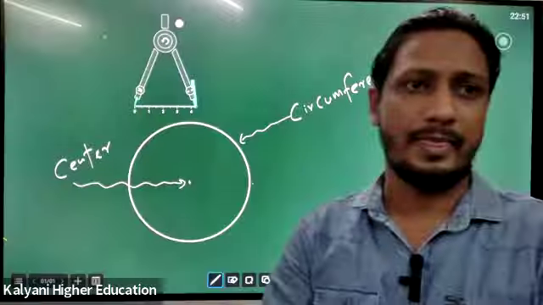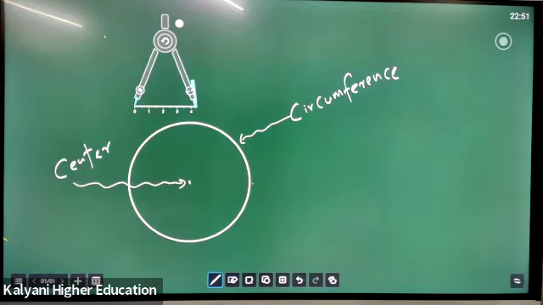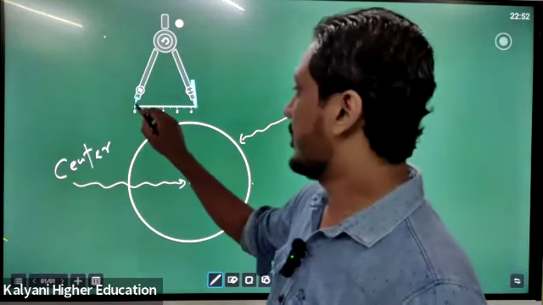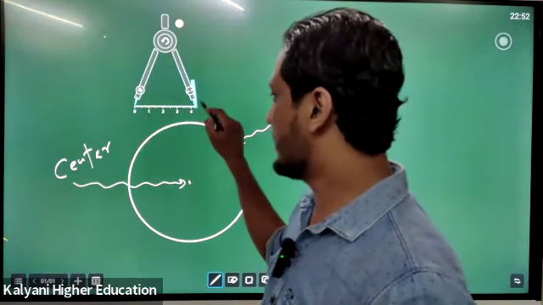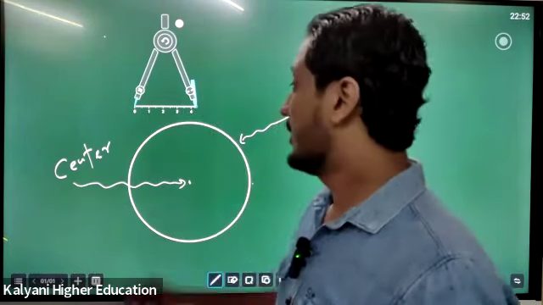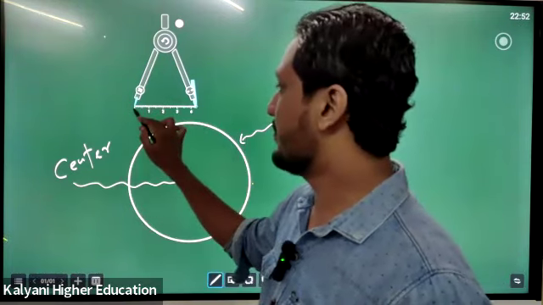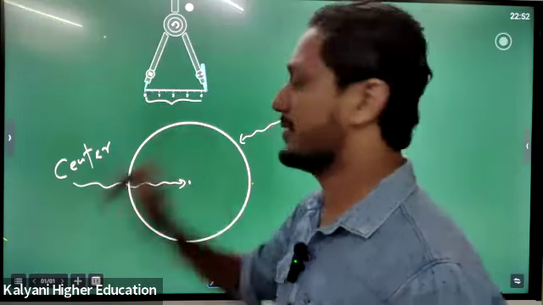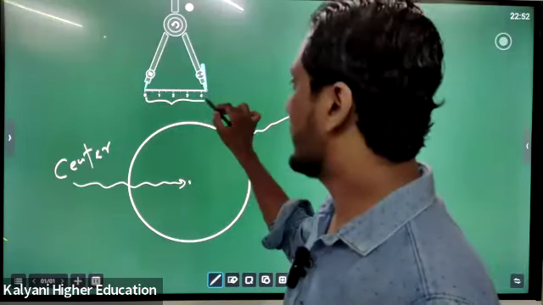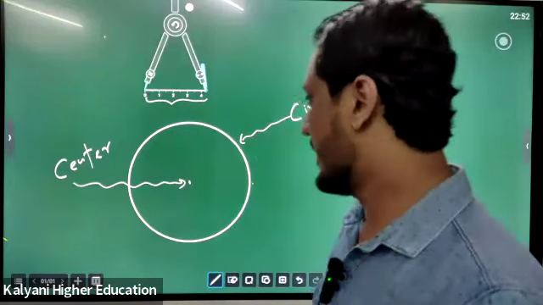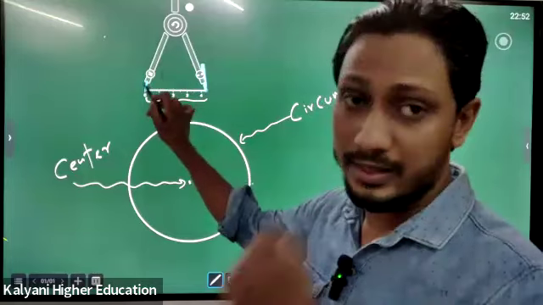Right. So what about this? The pencil point and the compass point. You see here, the compass point is at 0 and the pencil point is at 4 centimeter and 3 millimeter. So this distance from the pencil point to the compass point, we call it what? Radius. Radius of the circle. Where to where? Compass point to pencil point.